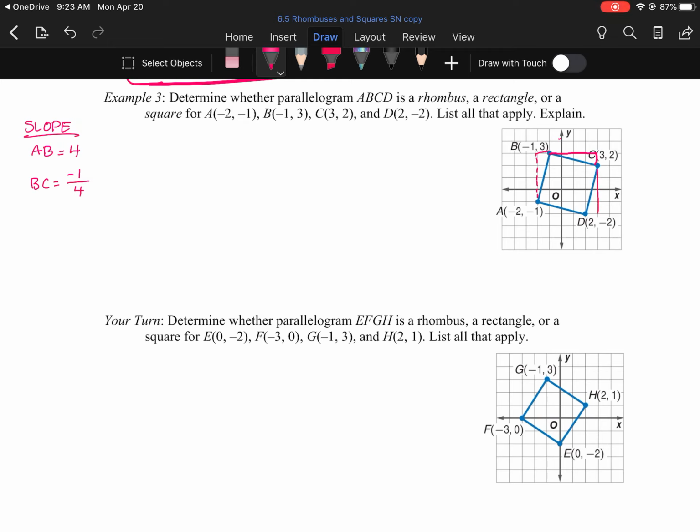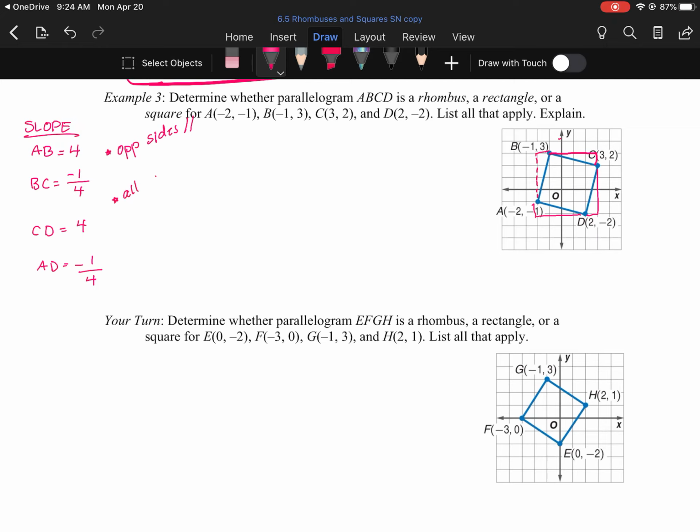And then C to D, down 4 back 1. So that's a negative, negative, so that's positive 4 over 1, which is 4. And finally, A to D is left 4, up 1. So left 4 is negative, up 1, so negative 1/4. All right, so we can see that opposite sides are parallel. Opposite sides parallel. And we know that we have reciprocal slopes.